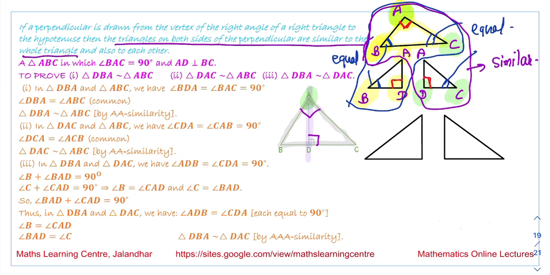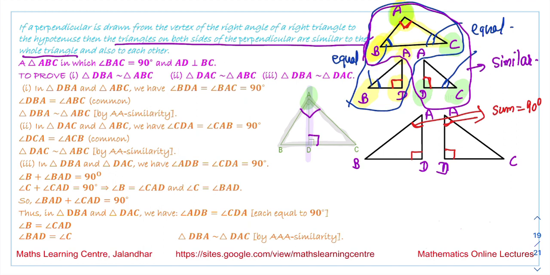So these are our first two parts, that the triangles on both sides of the perpendicular are similar to the whole triangle. Now in this third part, we have to prove that the smaller triangles we are talking about are similar to each other. So we now have two triangles: one is triangle DAB, and second is DAC. In both these triangles, the angle at D is 90 degrees, and the sum of both these angles at A is 90 degrees.